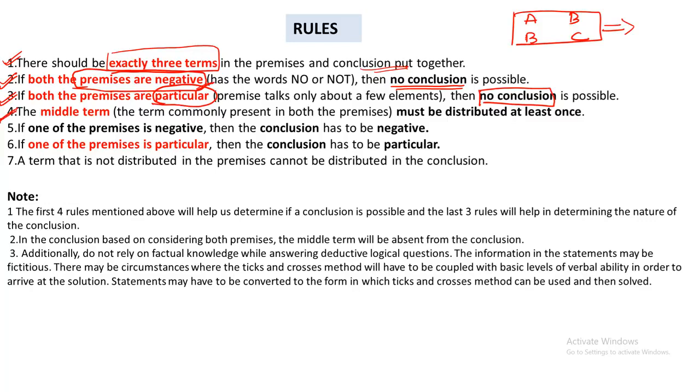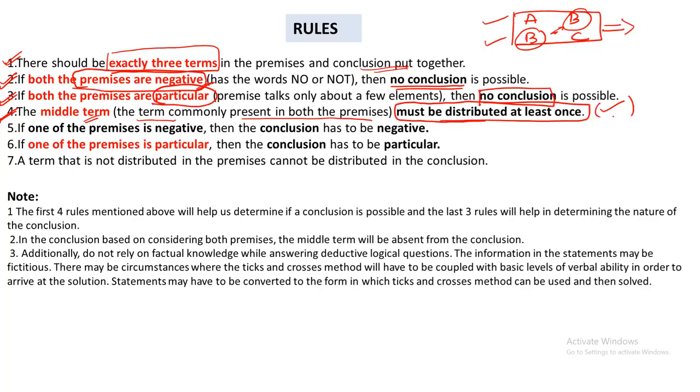Fine. The fourth rule says the middle term. So what do we know by middle term? The term commonly present in both the premises. If this is our statement 1, this is a second statement, then B is a middle term because it is commonly present in both the premises. It must be distributed at least once. What does must be distributed at least once mean? It should have at least 1 tick.